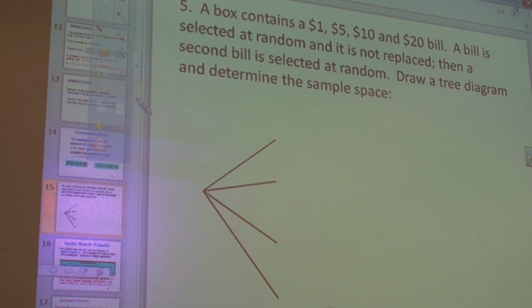That's it. Draw a tree for that. How many possibilities are there for the first draw? 4. Once I draw one and I keep it, how many possibilities are there for the second draw? 3. Good. All right. And then find the sample space. So the sample space would be blank, comma, blank. Just 2 draws. That's it.